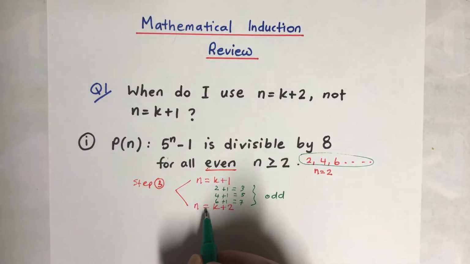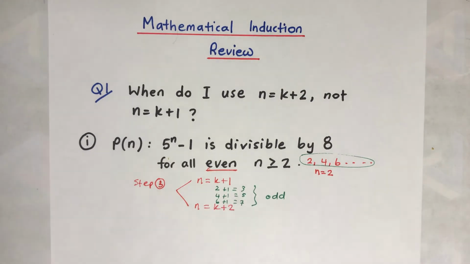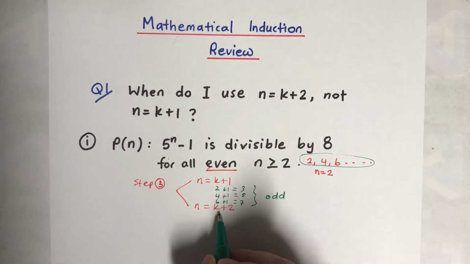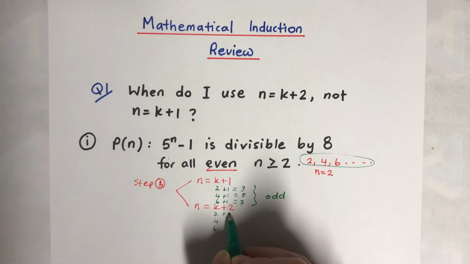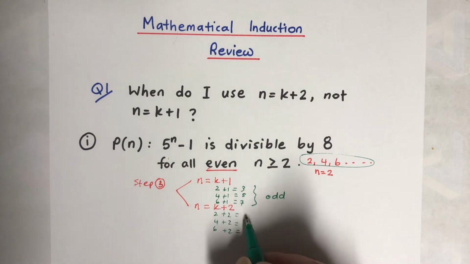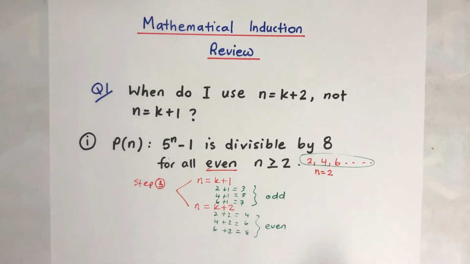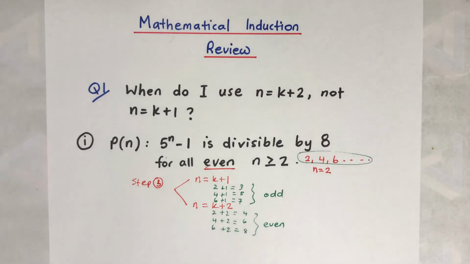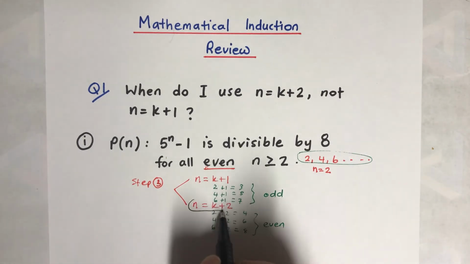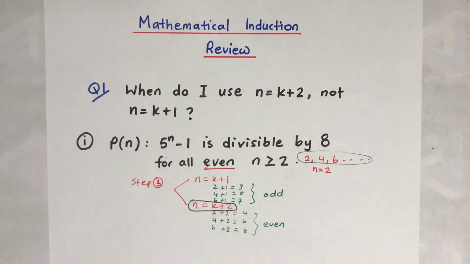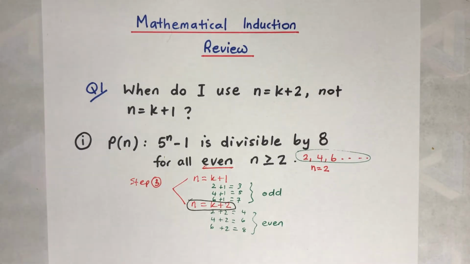But if I use n equals k plus 2, the next number, so the k values are still 2, 4, 6, and I'm going to add 2 instead of 1. If I do that, I will get 4, 6, 8. We get even. Okay, so therefore we need to use n equals k plus 2 instead of n equals k plus 1. That's why we need to use it.